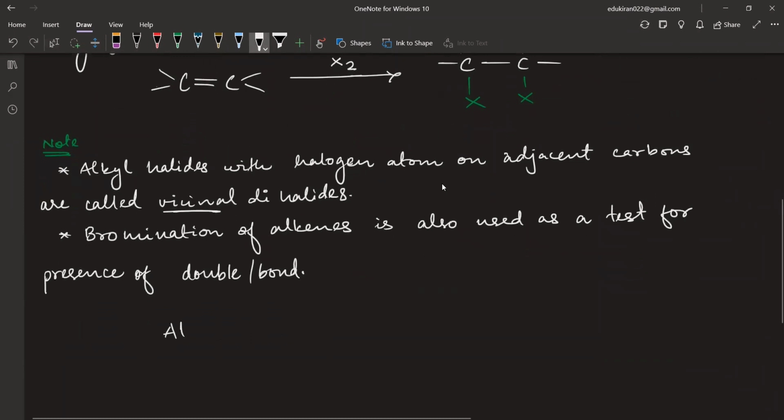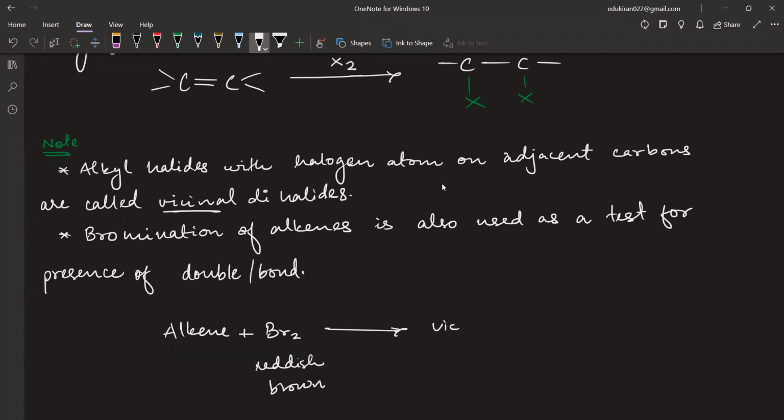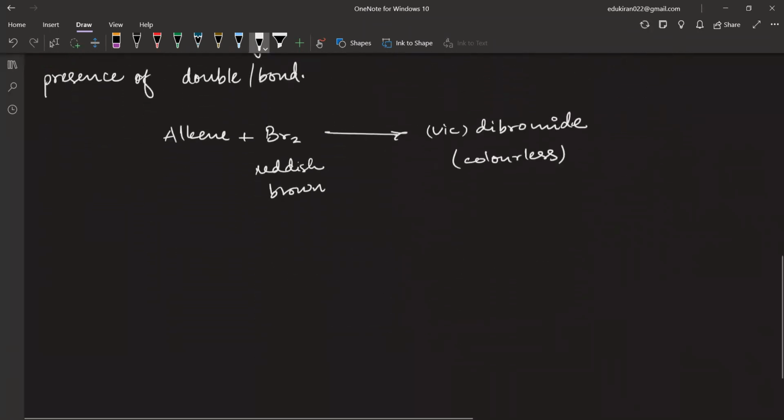So you have alkene plus Br2. This Br2 is reddish brown. When it reacts with alkene, what happens? It will give you vicinal dibromide, and this vicinal dibromide is going to be colorless. Please write colorless here. Is this clear? Yes or no? Please tell me. Yes, sir. Now write some reactions.